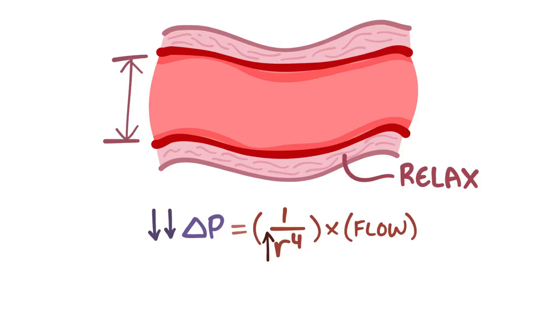So ADH inhibition causes both the removal of excess water and the relaxation of blood vessels, which work together to help return blood osmolarity and volume back to normal.